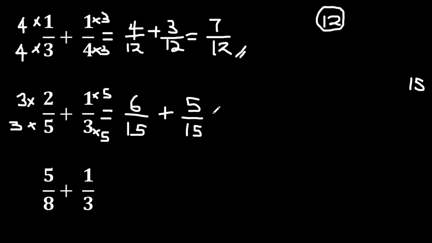And then the next thing, since it has the same value in the denominator, all we need to do is keep 15 and add the numerators. So we'll have 6 plus 5, and 6 plus 5 should give us 11 as our final answer. So I want you to try out the last question, and you can drop your answer in the comment section.